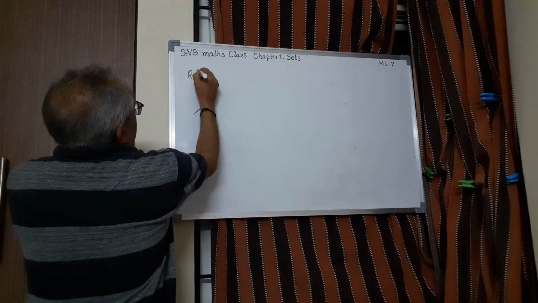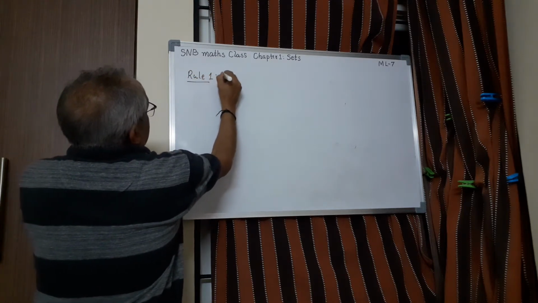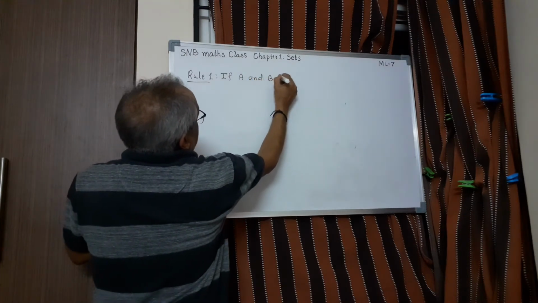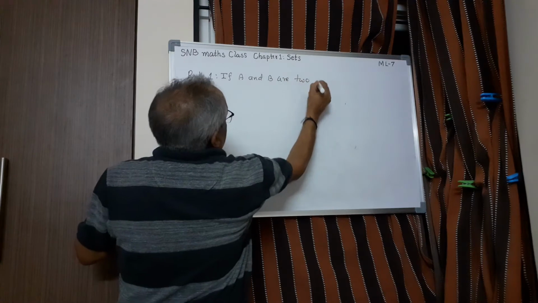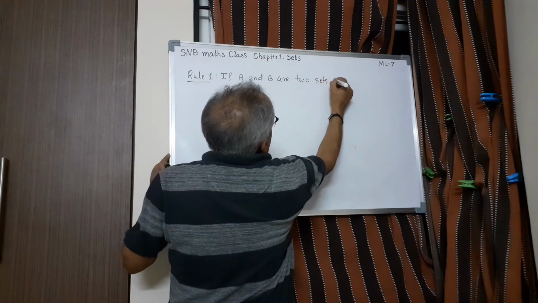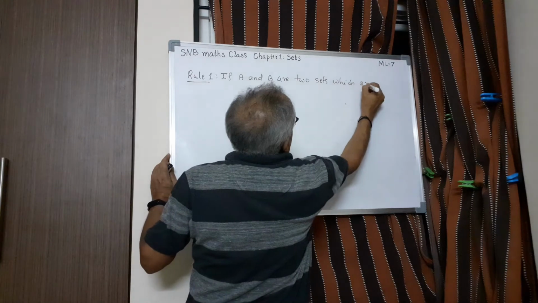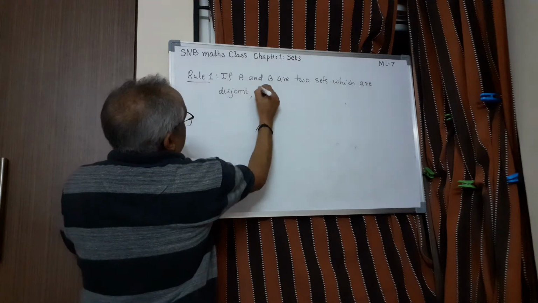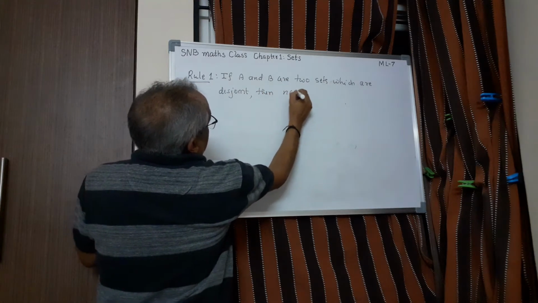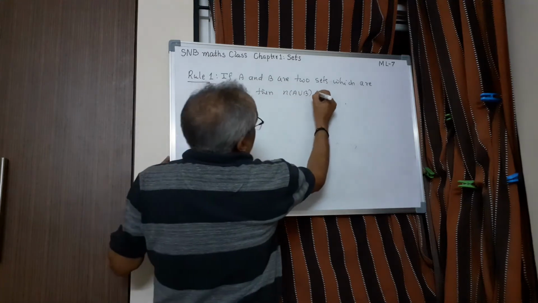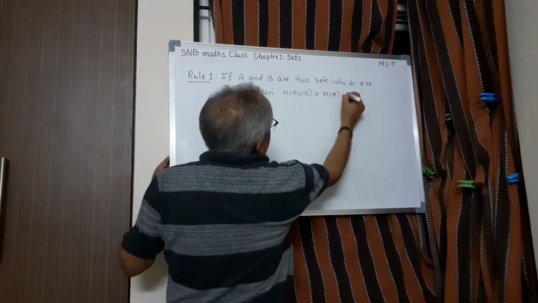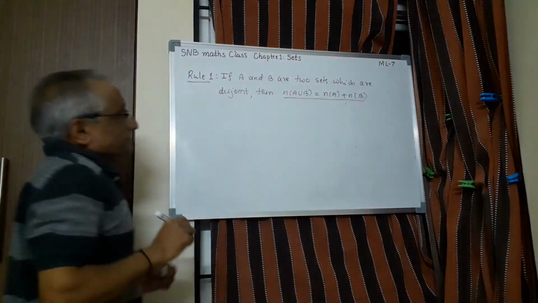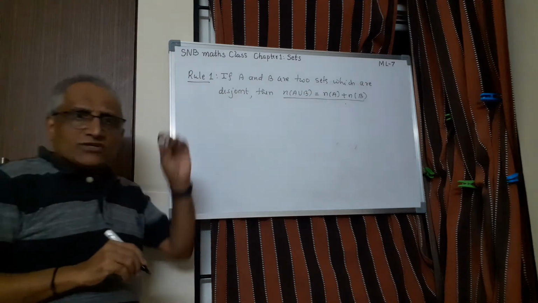Rule 1 is this. Rule 1 is, if A and B are two sets which are disjoint, then number of A union B will be equal to number of A plus number of B. Only when they are disjoint, this is the rule. So an example is not necessary.